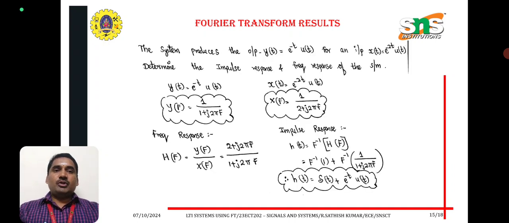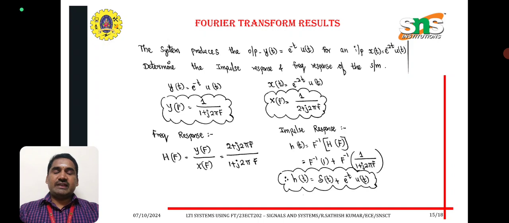Next one, the system produces the output y(t) is equal to e power minus t into u(t) for an input x(t) is equal to e power minus 2t into u(t). Determine the impulse response and the frequency response of the system. y(t) is equal to e power minus t into u(t), so Y(f) is equal to 1 divided by 1 plus j2πf. x(t) is equal to e power minus 2t into u(t), so X(f) is equal to 1 divided by 2 plus j2πf.